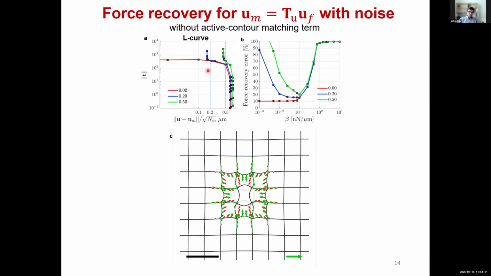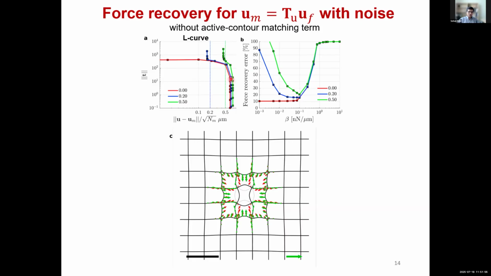If there are no errors, what I'm showing on top left is the L curve, which is typically used to choose the regularization parameter. So on the y-axis here is the magnitude of forces. On the x-axis is how well we are capturing the measurements. We start at the right bottom when the regularization is very high. So if beta is very high, which is this point, then forces recovered are close to 0, and we have very high errors. As we decrease beta, we follow this curve.